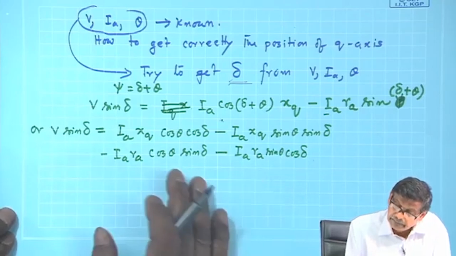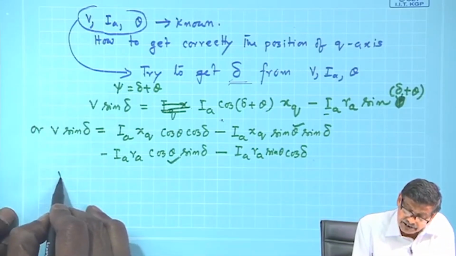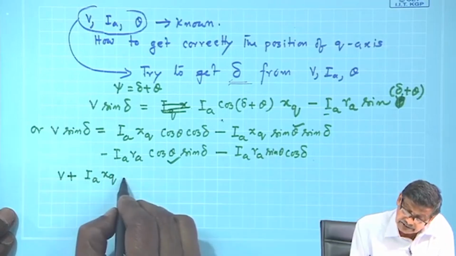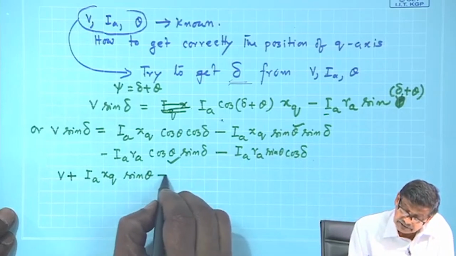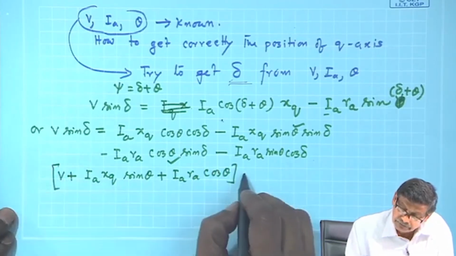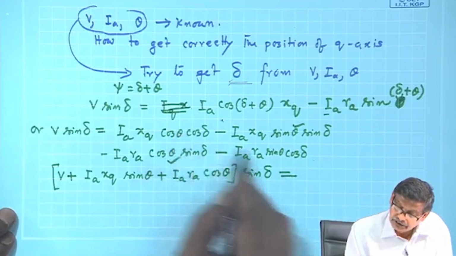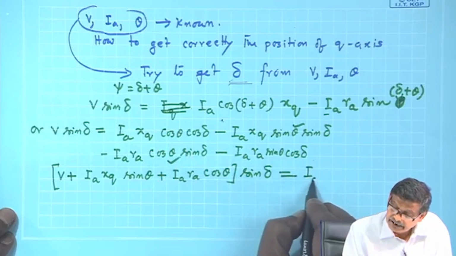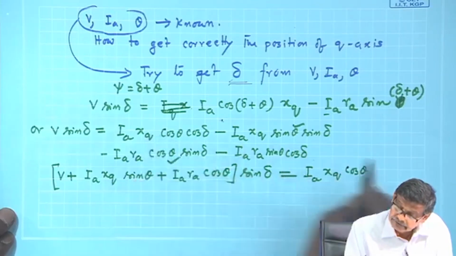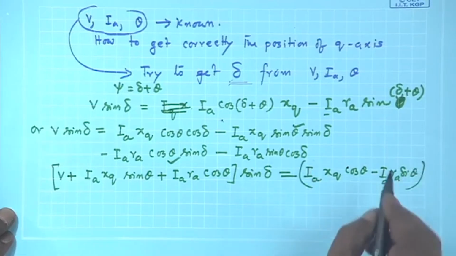Now, what do I do? I bring all these sin delta terms to the left hand side, and I get here (V plus Ia xq sin theta plus Ia Ra cos theta) whole into sin delta is equal to, these two terms will be there on the right hand side, I rewrite them: Ia xq cos theta minus Ia Ra sin theta, and whole into cos delta.